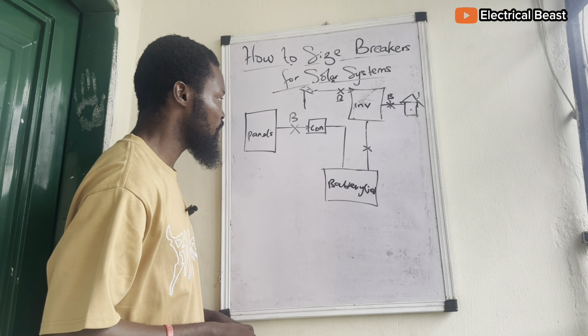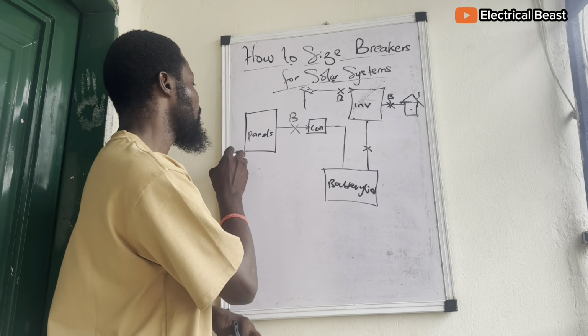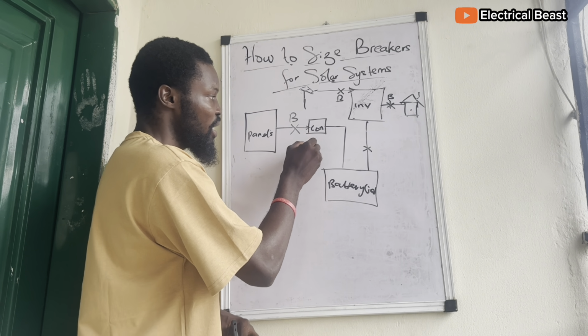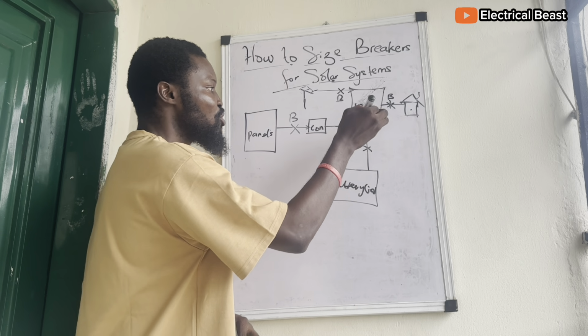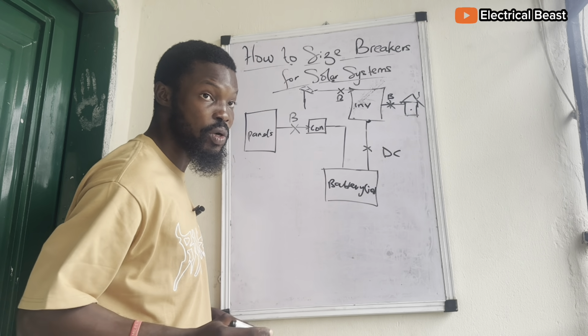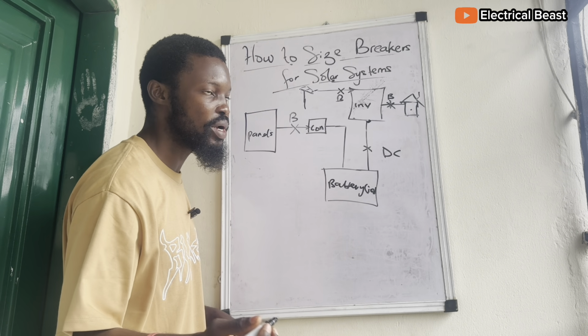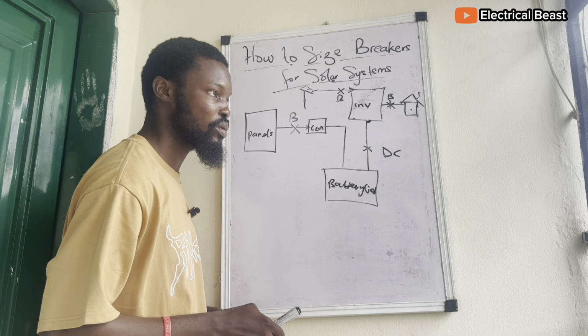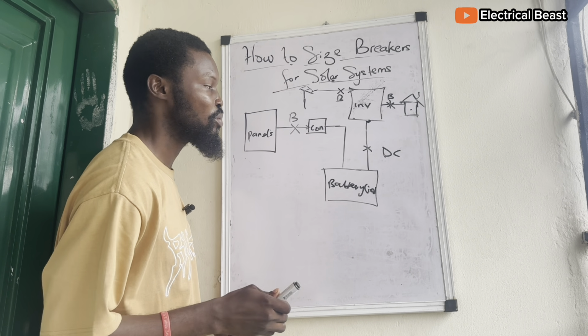You need to understand that the current that flows from the panels to the controller and down to the battery up to these very points is DC. They are all direct currents. I've talked about direct current and alternating currents in my previous class. You can check that out. My first video.